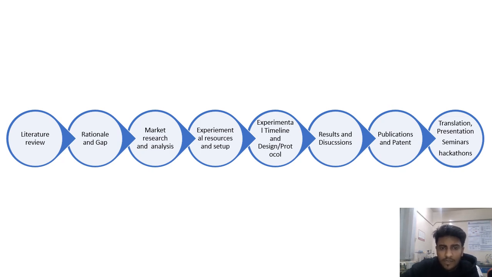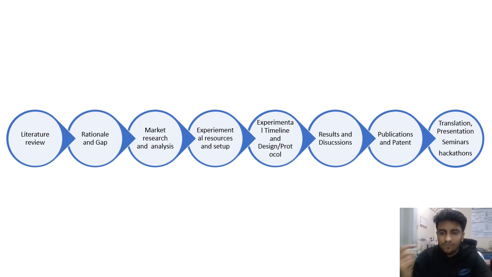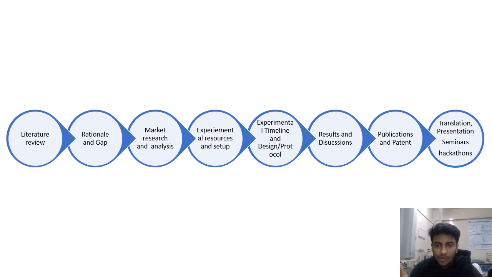Then we have experimental resources and setup. So wherever you're working, you need to have an idea that yes, we have these things, this setup, and all these equipments or instruments are present in the premises, in the facility. Designing an experimental design and protocol is very important because it will give you a timeline: you need to complete this within this span of time, this is to be done after this, so there will be a sequence, a cascade, right? Then collating the results and discussions that you have obtained.